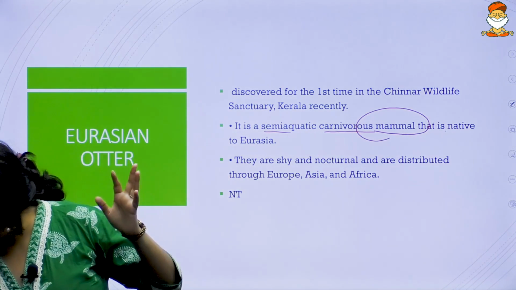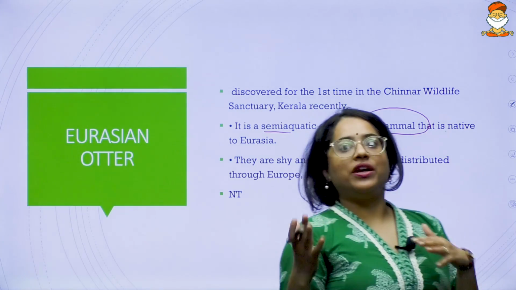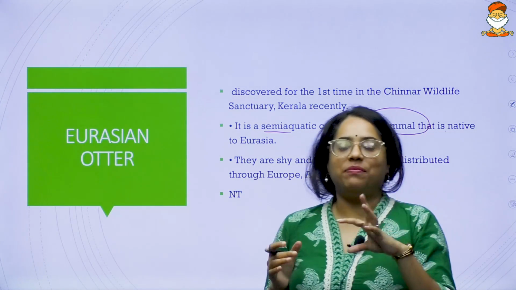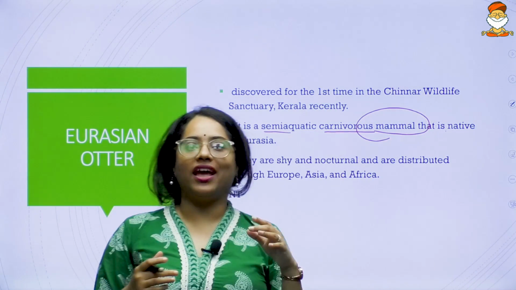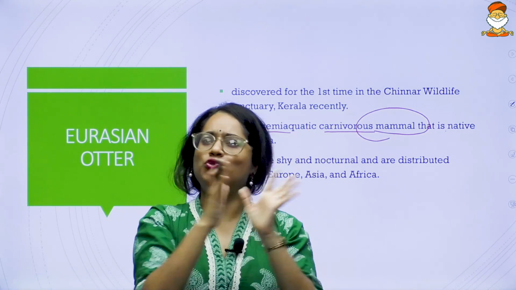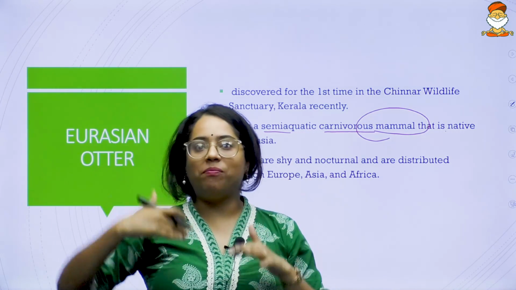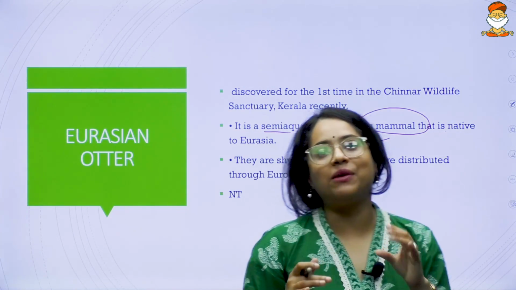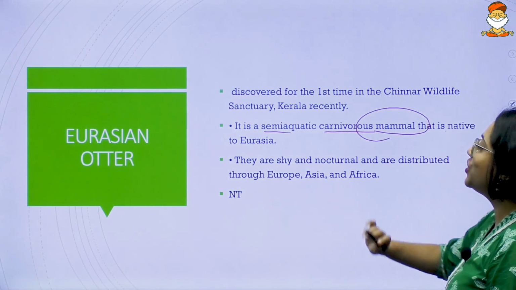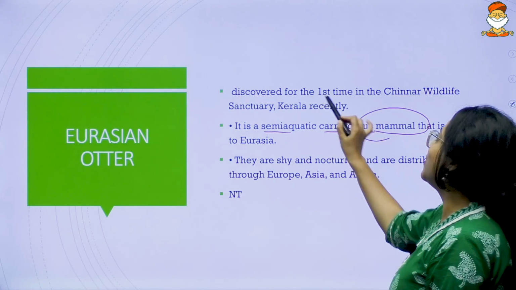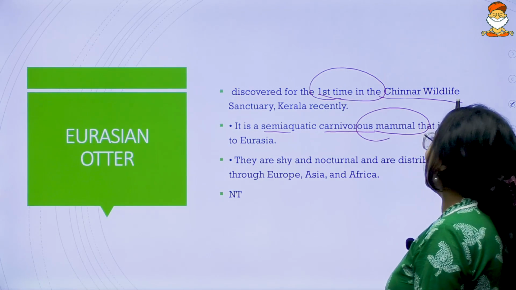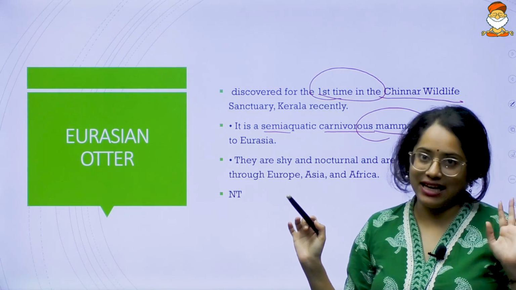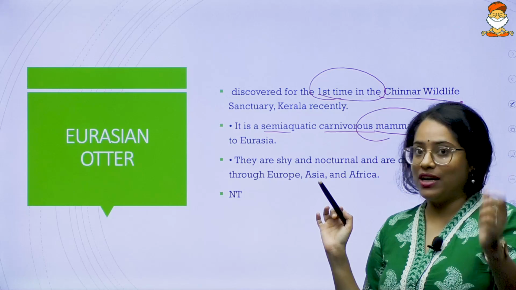I hope you understand: Eurasia means we are talking about the transition areas between the Europe and Asia region. You do not see much of that population coming over here, and that is exactly the reason why this is current affairs. Very recently the Eurasian otter was discovered for the very first time in the Chinnar Wildlife Sanctuary in Kerala. So this is the reason why it came in the news.